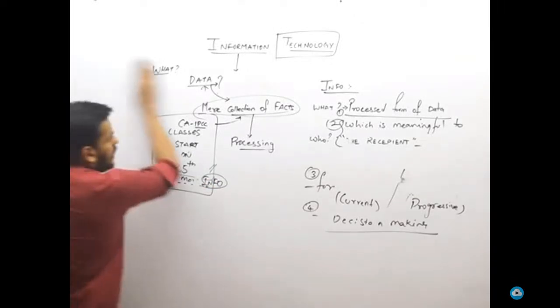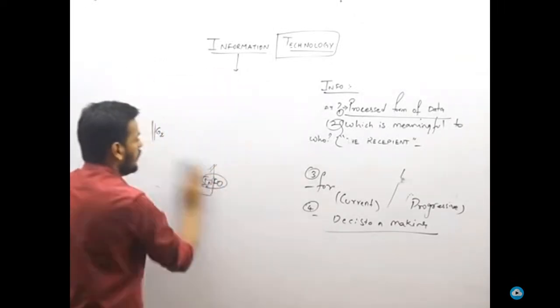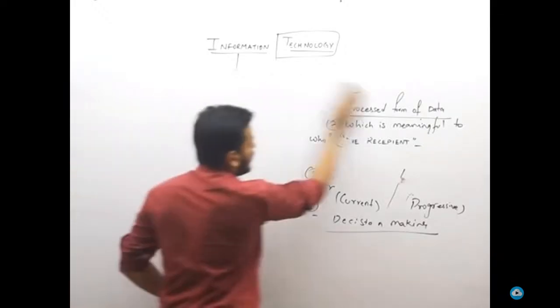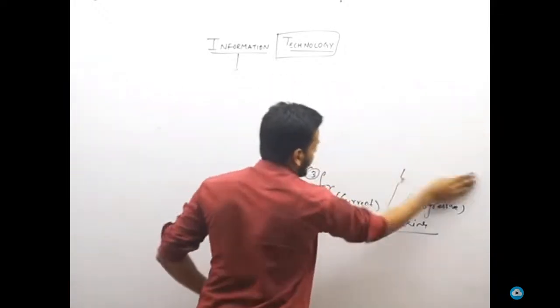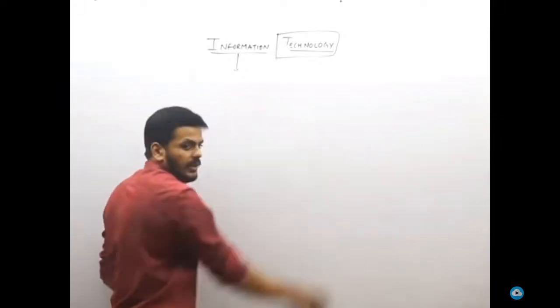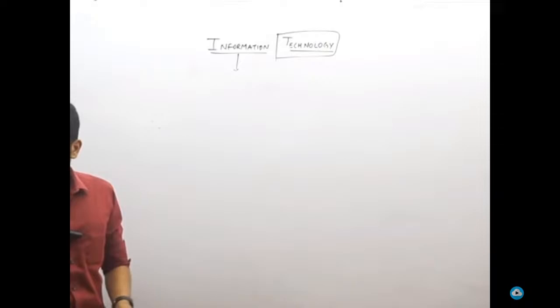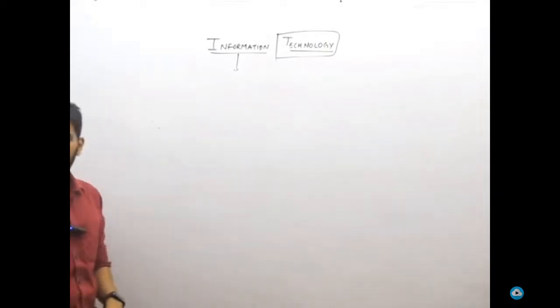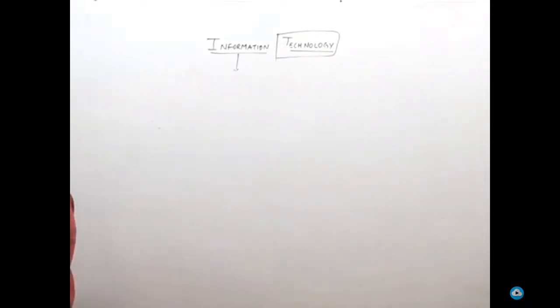So we have now seen data and information. Now we are going to see this word called technology. So tell me, what do you mean by technology? You are all using phones. You are all using computers, phones, right? Everything's become very much mobile. Things have become very easy. So what do you mean by technology? Tell me that.